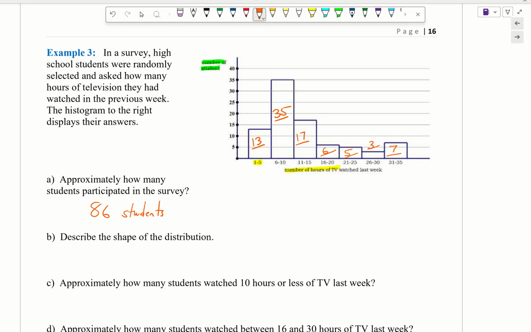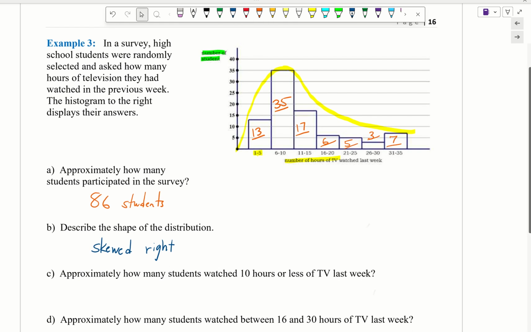The next question, this goes back to 9.1. It says, describe the shape of the distribution. Well, if we look at the distribution, we've got most of the data over here on the left, and then you've got this tail towards the right. So this data would be what we call skewed right. Again, when we're talking about skew, we're looking for the tail. Which side of the graph has the tail?